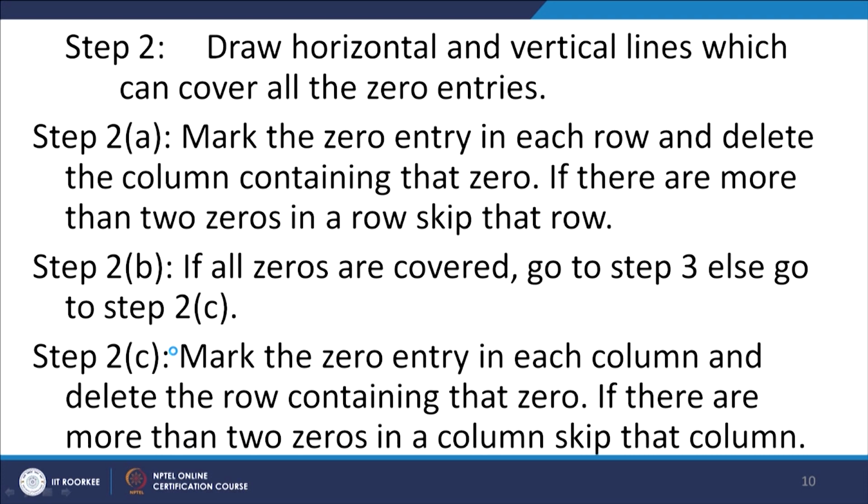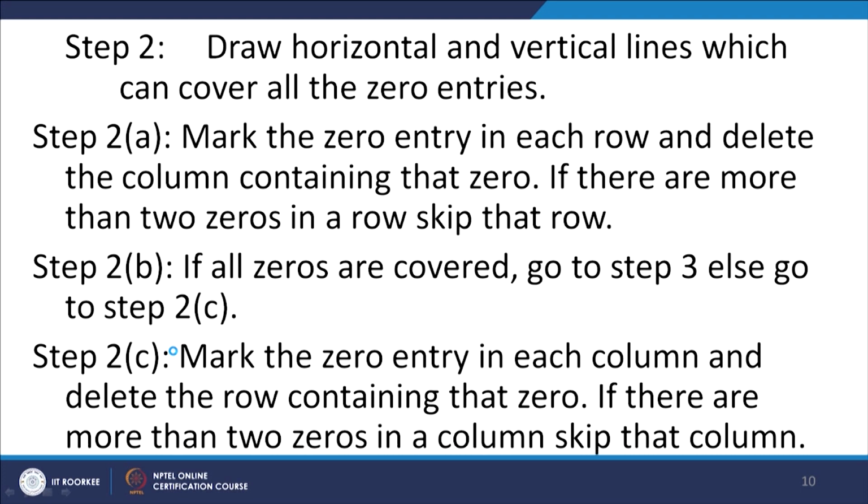What does this mean? It means that we have to identify all the zeros and delete those rows and columns. So, step 2a says mark the 0 entry in each row and delete the column containing that 0. Of course, if there are more than 2 zeros in a row, skip that row. Step 2b says if all the zeros are covered, go to step 3, else go to step 2c. And 2c says mark the 0 entry in each column and delete the row containing that 0. If there are more than 2 zeros in a column, skip that column.